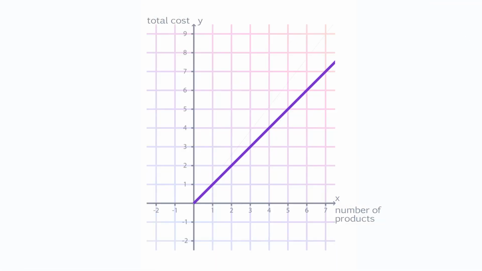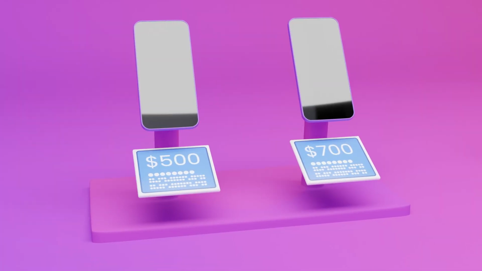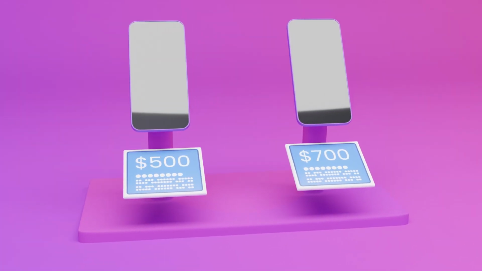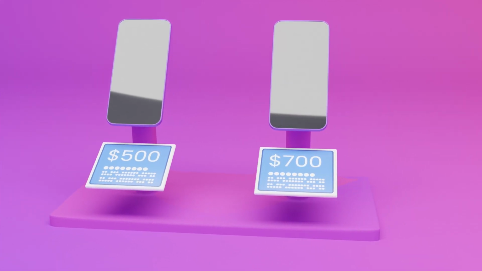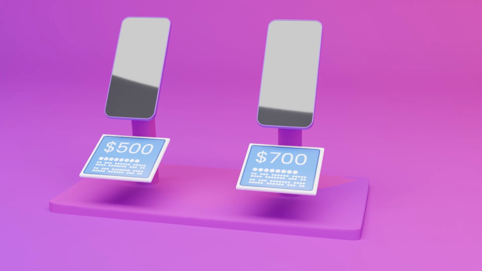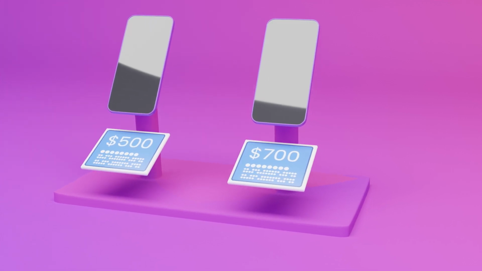Think about it like this. Functions are often used to illustrate the relationship between the price of a product and the cost of buying several products. Wouldn't it be weird if you could buy two identical cell phones for different prices in the same store? So in a practical sense, this is the key idea behind functions.